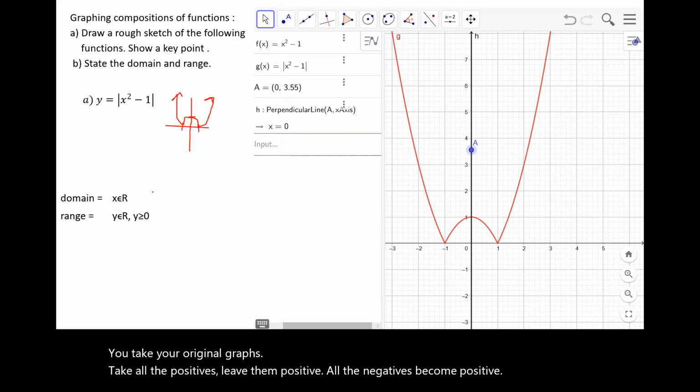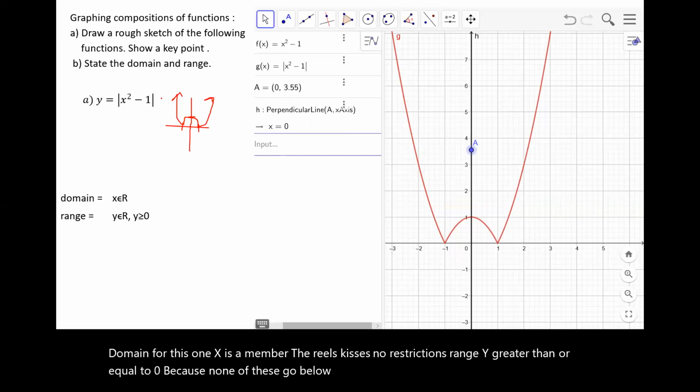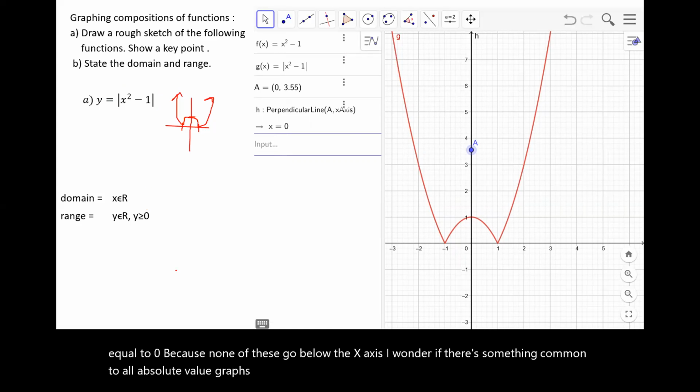Domain for this one, x is a member of the reals because there's no restrictions. Range, y greater than or equal to 0, because none of these go below the x-axis. I wonder if there's something common to all absolute value graphs in terms of range. You can think that one over.